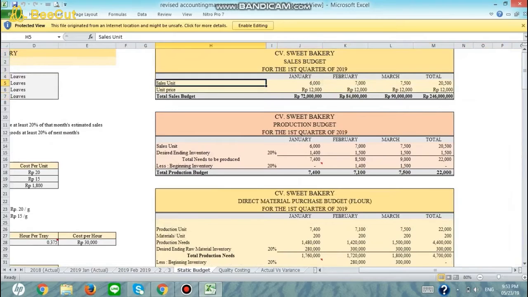First, put the sales unit for each month and also the unit selling price. The total sales unit multiplied by the selling price, you will get the total sales budget for each month and also per quarter.